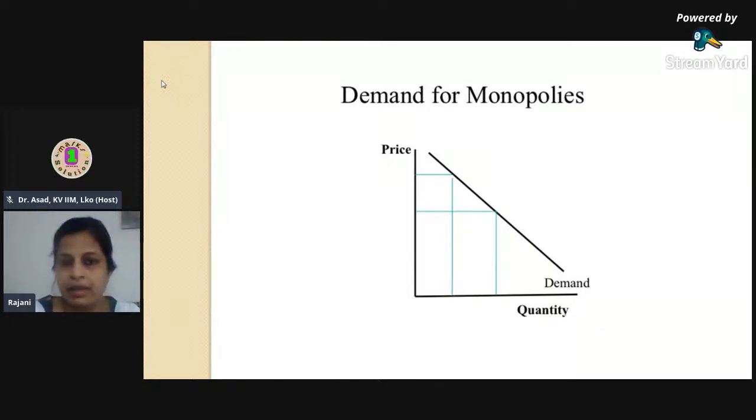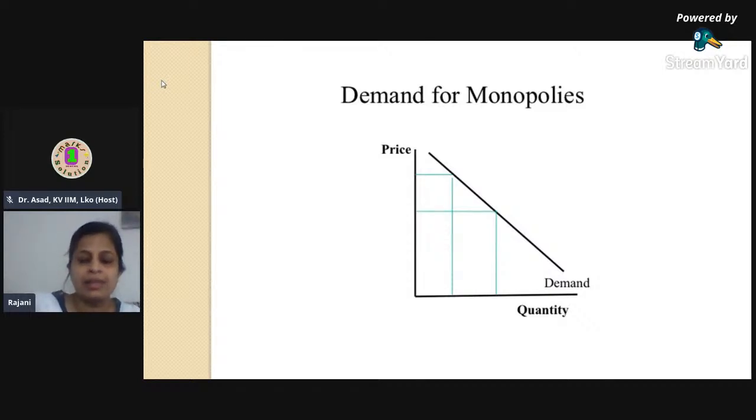So, price maker. Here you can see the demand curve is not horizontal to the x-axis as in the case of perfect competition, because in perfect competition a firm has no particular role in deciding the market price. But here in the monopoly, it's a downward sloping demand curve, because it's a decreasing function of price; there is an inverse relationship between price and quantity demanded. So it's a downward sloping demand curve.